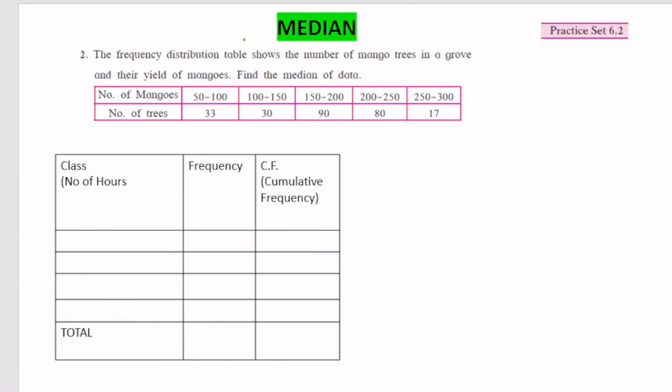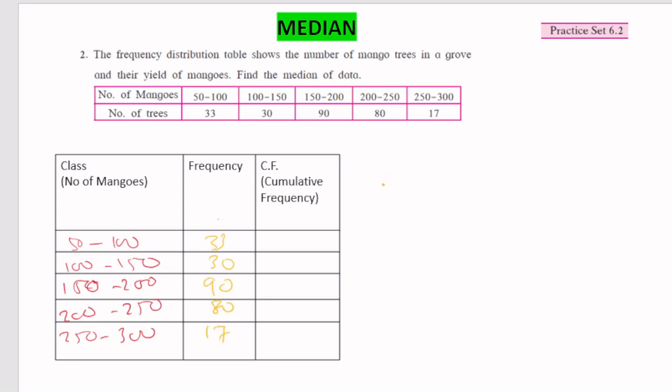Here in question number 2, the frequency distribution table shows the mango trees in a grove and their yield of mangoes. Find the median of the data. So again, quickly write the class immediately. I've written the class, write the frequency quickly. You can write the frequency by yourself, no harm in that. So it's 33, 30, 90, 80 and 17.